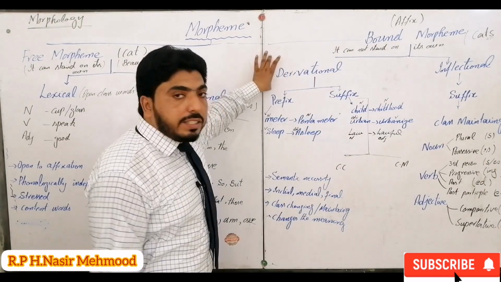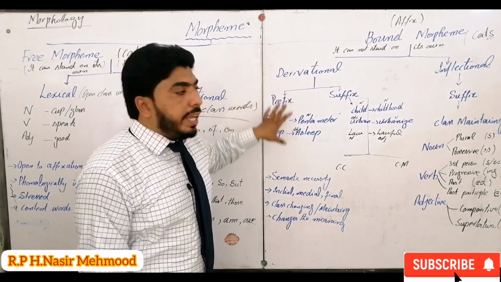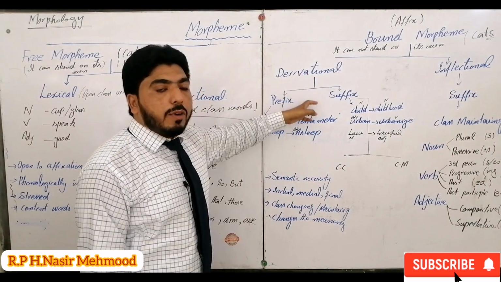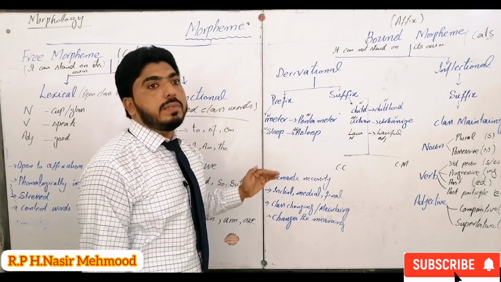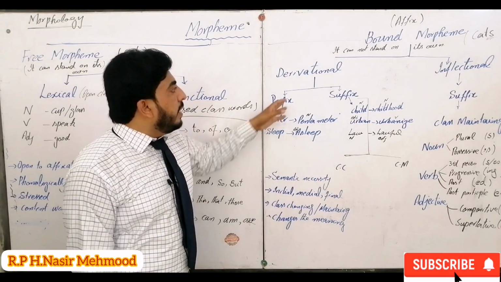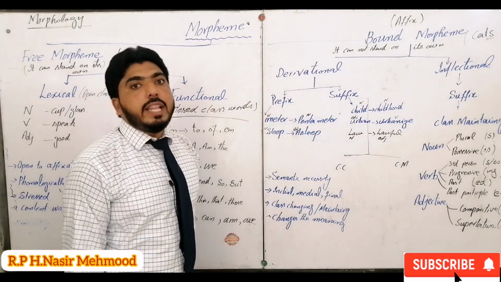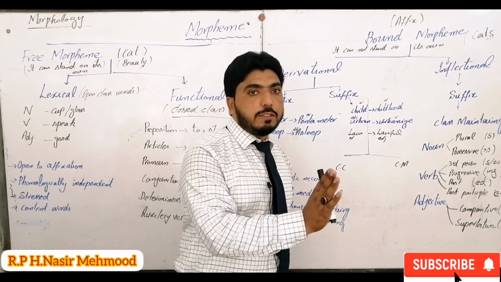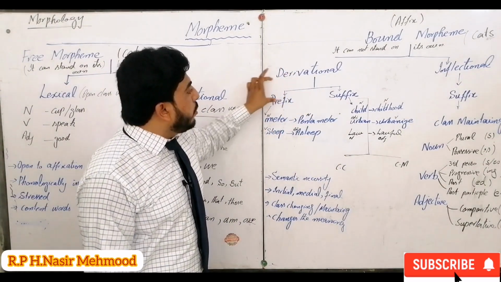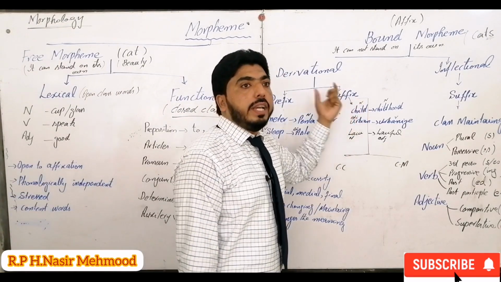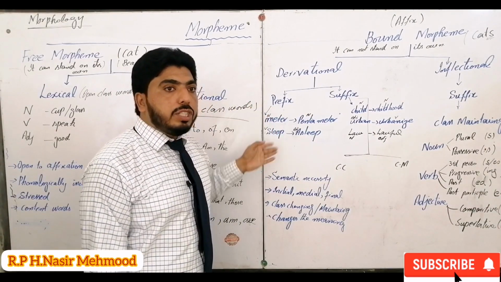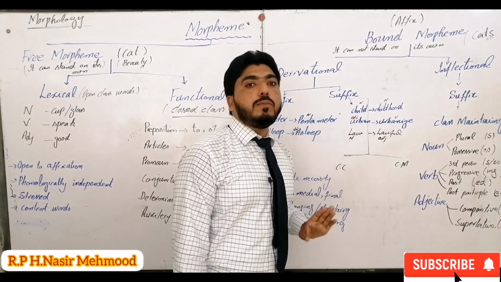But derivational morphemes do not change grammatical category in all cases. Sometimes these derivational morphemes maintain grammatical category, and sometimes these derivational morphemes change grammatical category. So we can say these are class maintaining morpheme as well as class changing morpheme. Class means parts of speech. So you can add prefix as well as suffix. It means that derivational morpheme can come in the initial position as well as in the final position.